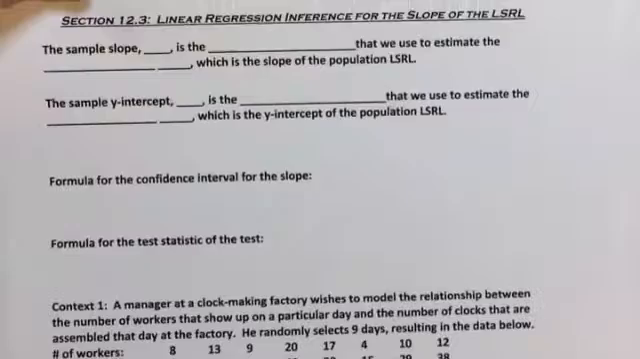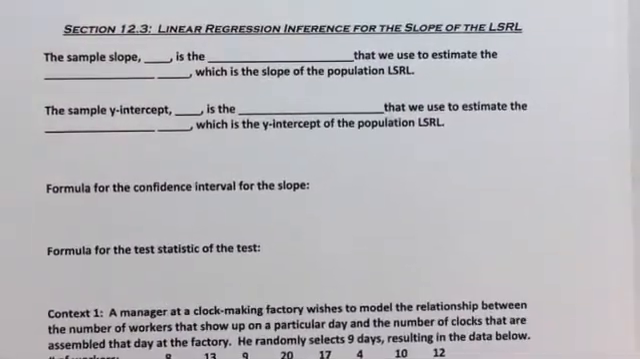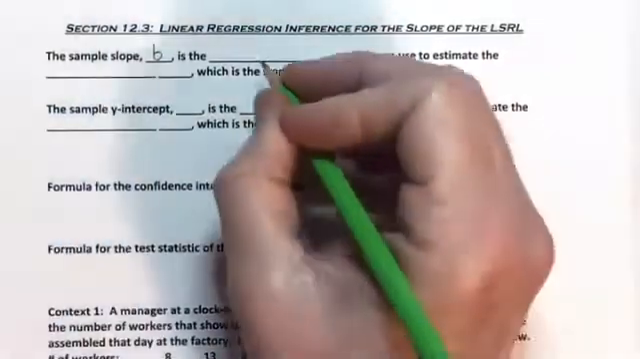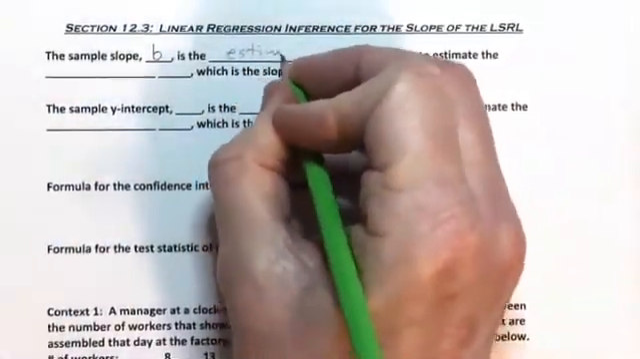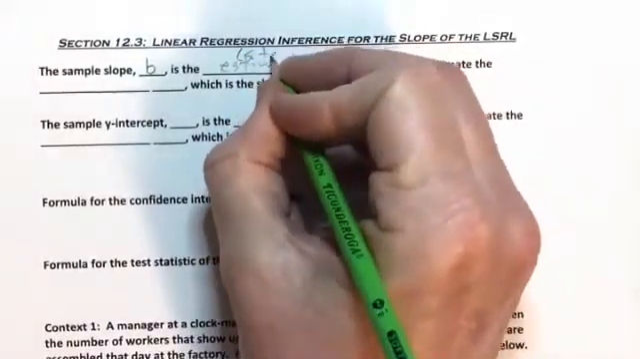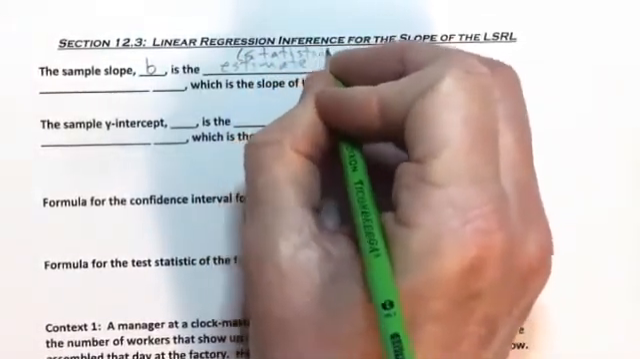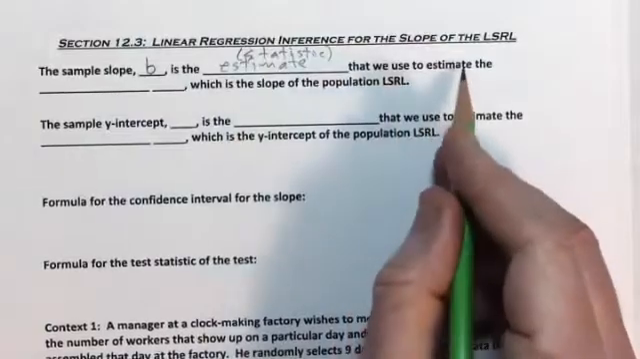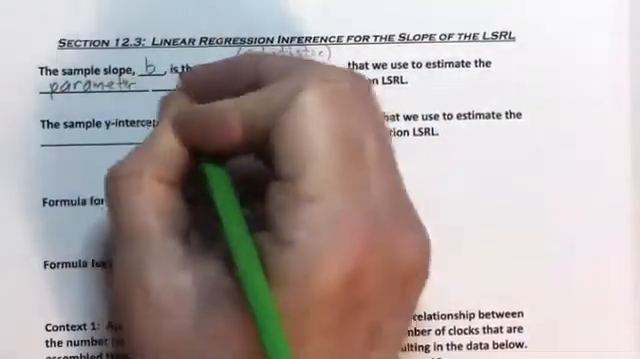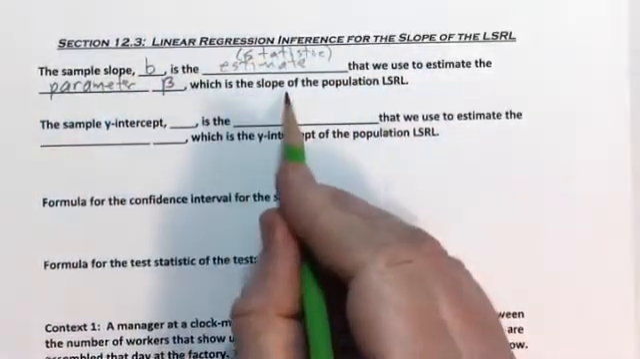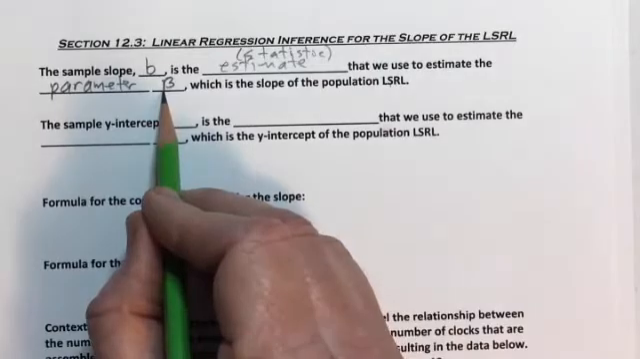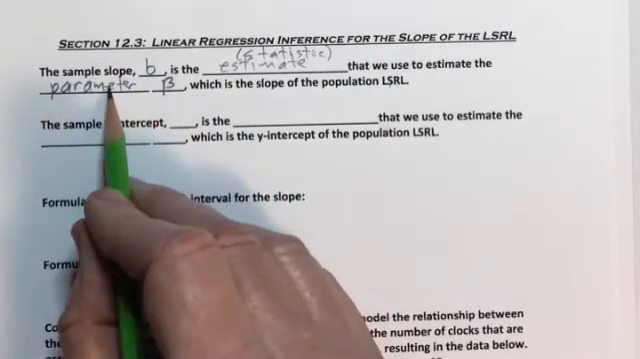And so let's fill this in. The sample slope is b, little b, like that. It is the estimate, or the statistic, the sample value that is used to estimate the parameter beta, which is the population least squares slope. So anytime we get a sample slope, we're saying this is an estimate for beta. And of course, a parameter is a number that describes the whole population.